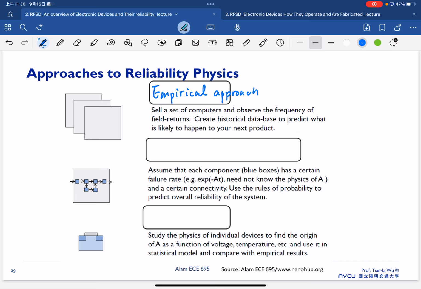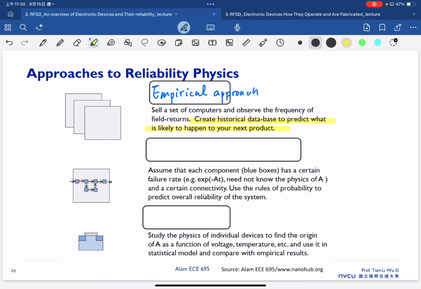So this is mainly by we try to identify all the values, we try to collect all the frequency of the field returns, and in the end create a historical database to predict what is likely to happen to your next product. So basically we collect all the data, we save it in our database. Time to time we collect for 3 years, 5 years. Finally, we come up with some empirical approach that possibly we can identify the issue. So that's also very often used in the industry.